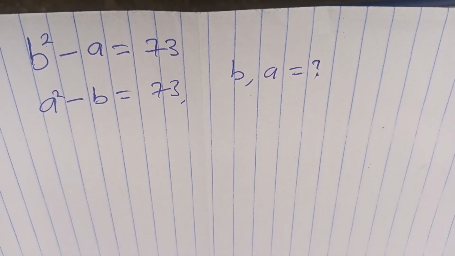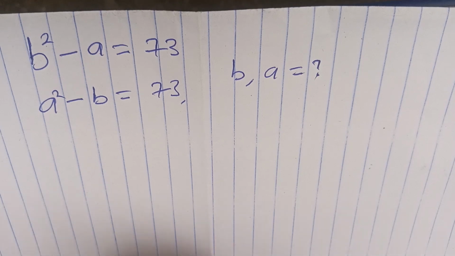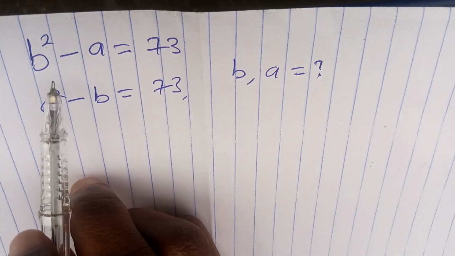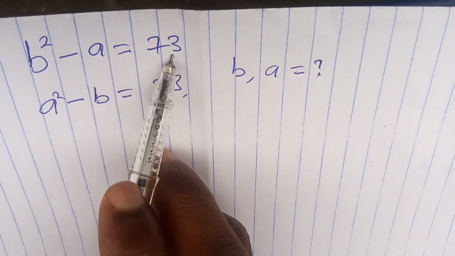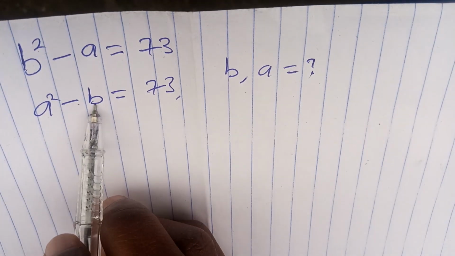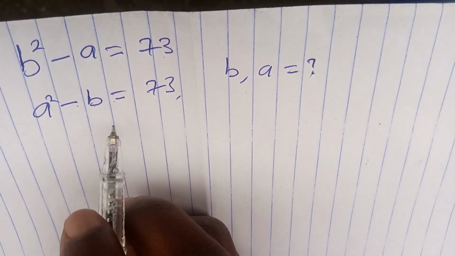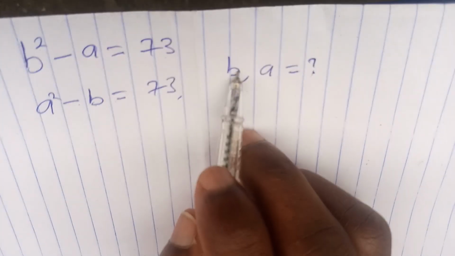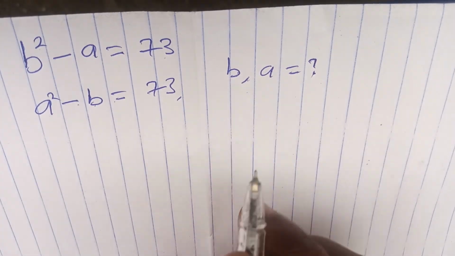In today's video we want to solve another challenge which reads b² − a = 73, a² − b = 73. So we are finding the possible values of a and b.